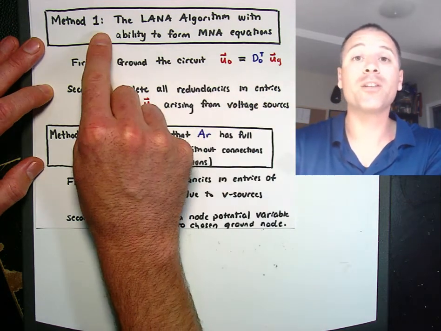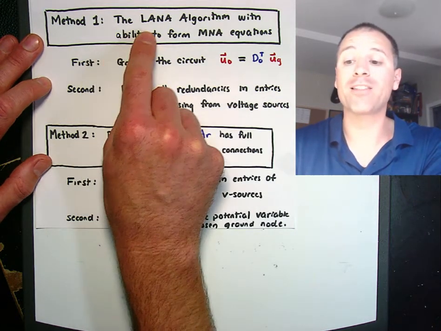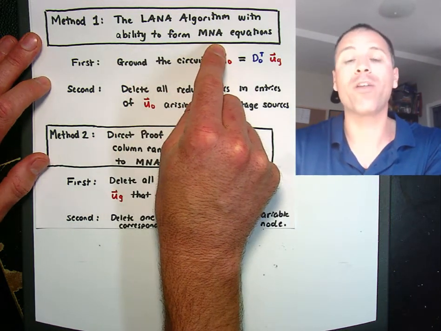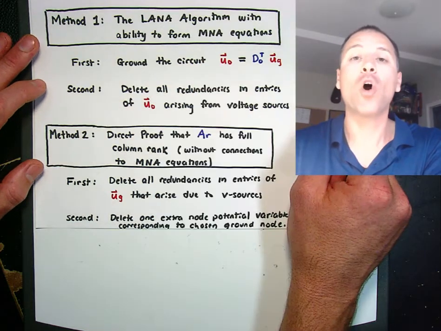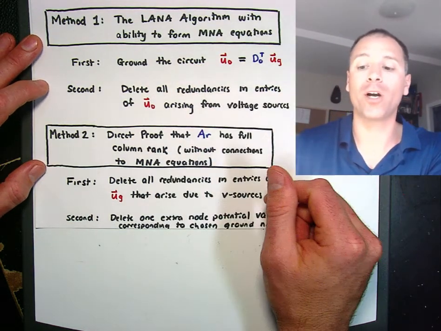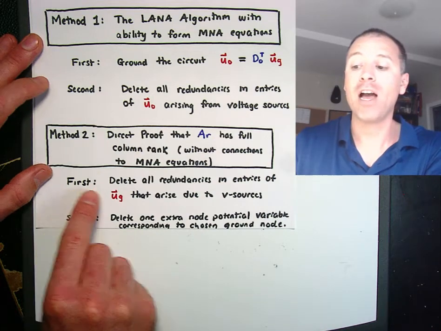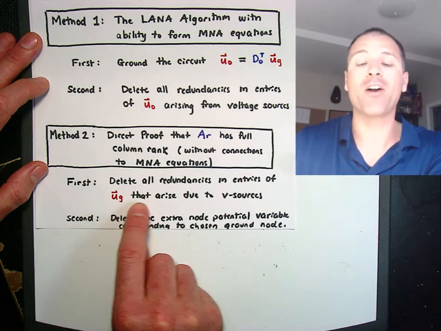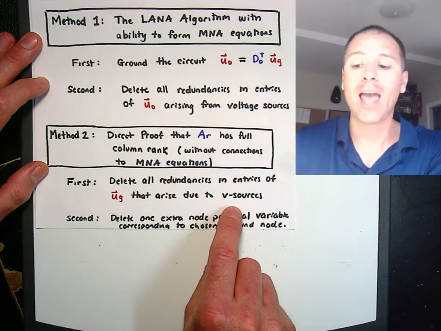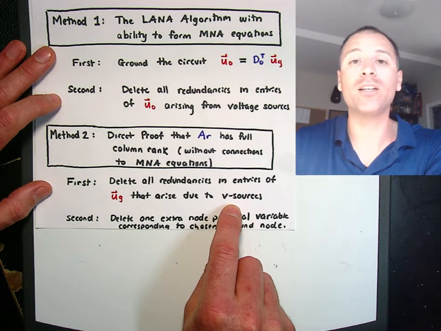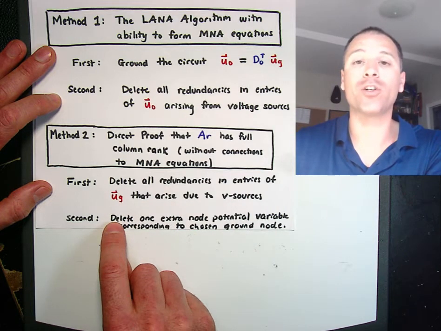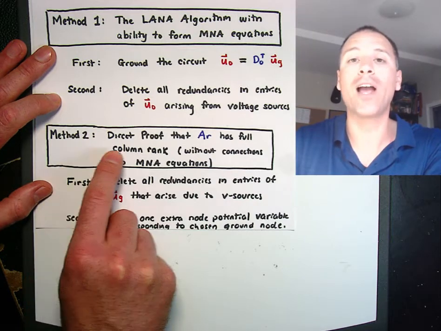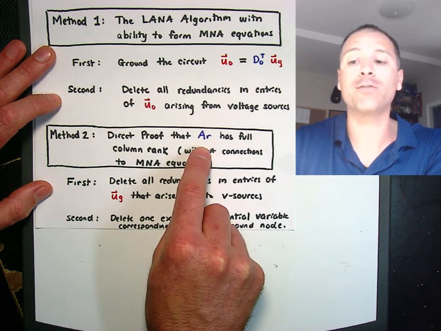The reason that I took this approach in method 1, the reason that I thought this was a really nice approach, is because it gives an explicit connection with the modified nodal analysis equations. However, we could have also reversed those processes, and specifically we could have deleted all redundancies in the entries of U sub G that arise due to the voltage sources first, and then after we deleted those redundancies, we could then ground the circuit. This second method is really nice because it leads to a direct proof that A sub R has full column rank.